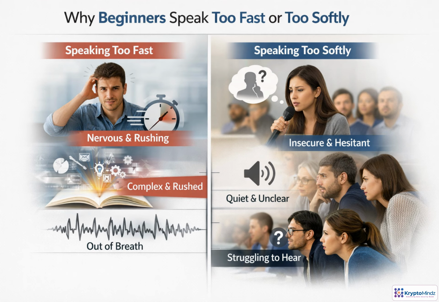Two common beginner habits come from the same source: pressure. When nerves rise, many trainers speed up, breathe less, and try to push through the material. Simple technical steps can start to feel complicated. Other trainers respond by shrinking their voice. Uncertainty lowers volume, weakens sentence endings, and makes learners work harder to follow. In both cases, the fix starts with control: breath, pace, and intentional volume.